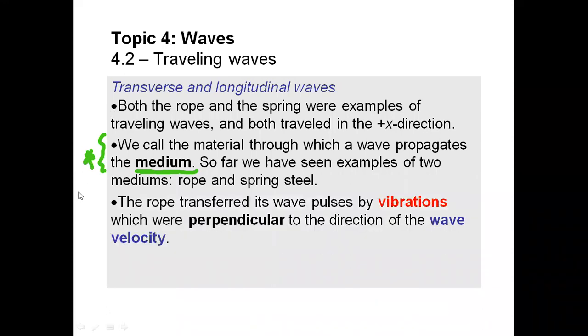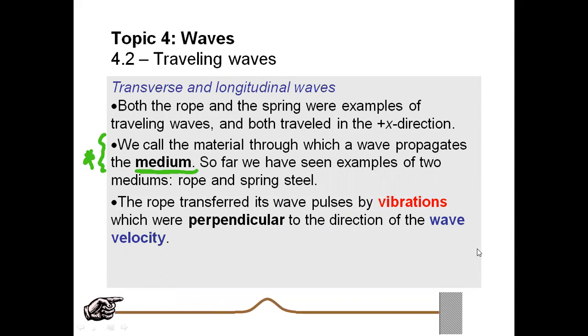The rope transferred its wave pulses by vibrations which were perpendicular to the direction of the wave velocity. And we can see that the direction of wave velocity is to the right side. But when we move our hand up and down, the vibrations are going to be on the y plane. So that means up and down.